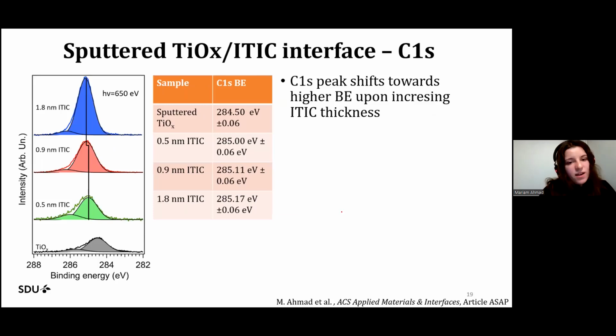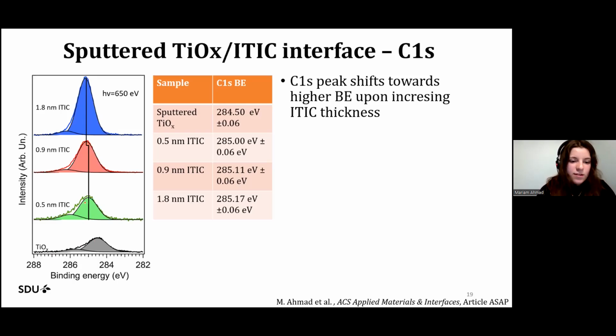Here we have the carbon 1s core levels, also for sputtered titanium oxide before and after deposition of ITIC. Before deposition of ITIC, we do see some carbon, which is just carbon contamination of the surface, because the titanium oxide was exposed to air before measurements. But then after deposition of ITIC, we see a main peak.